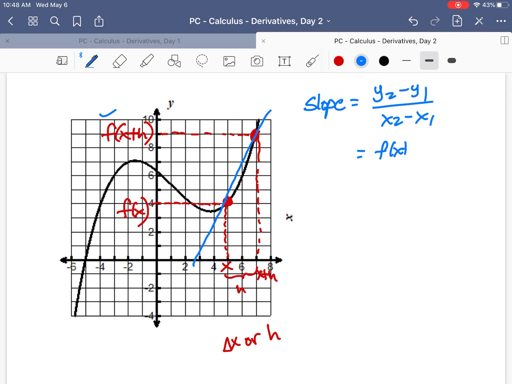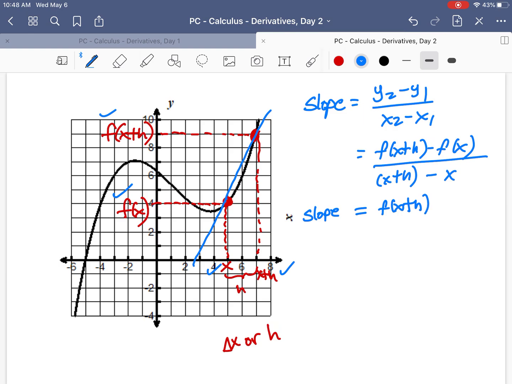My y value is f of x plus h minus f of x, because that's my y value for the first point, over my x value for the second point, which is x plus h, minus the first one, x. If I clean that up, the slope of my secant line is f of x plus h, we don't know what that is, minus f of x. On the denominator, do you see how these x's cancel out? So I just have h. This is the slope of my secant line.